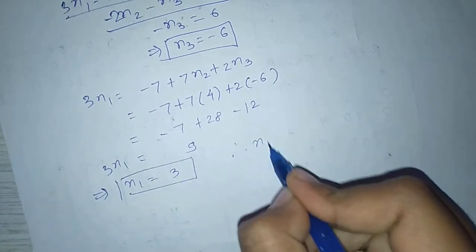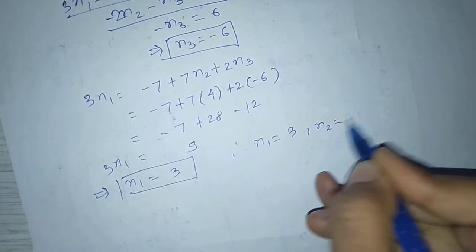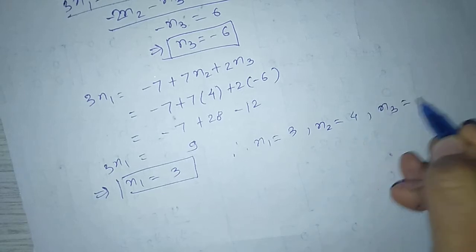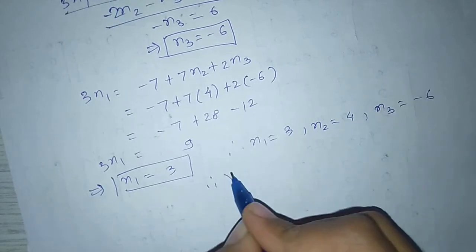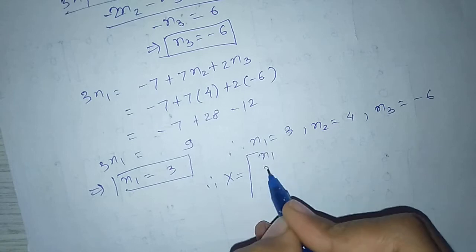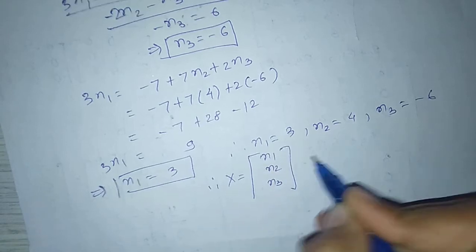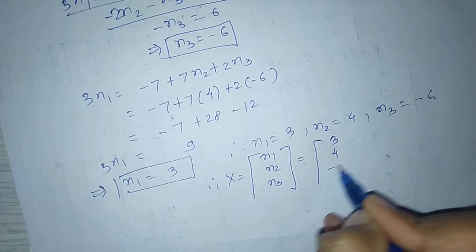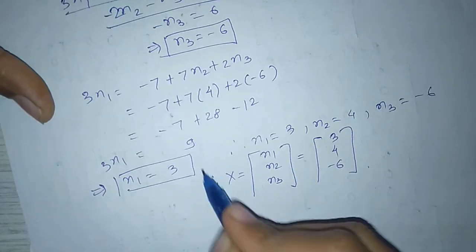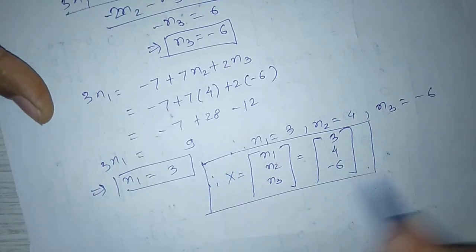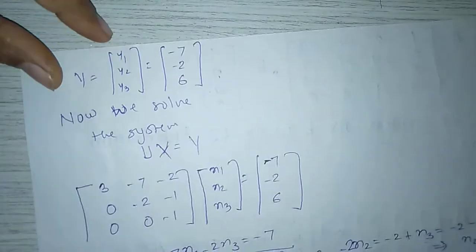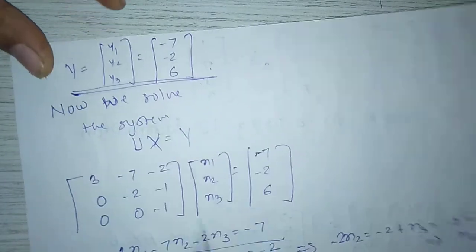Therefore we get x1 equals 3, x2 equals 4, x3 equals -6. Therefore capital X equals [x1, x2, x3] equals [3, 4, -6]. This is your capital X and this is your capital Y.